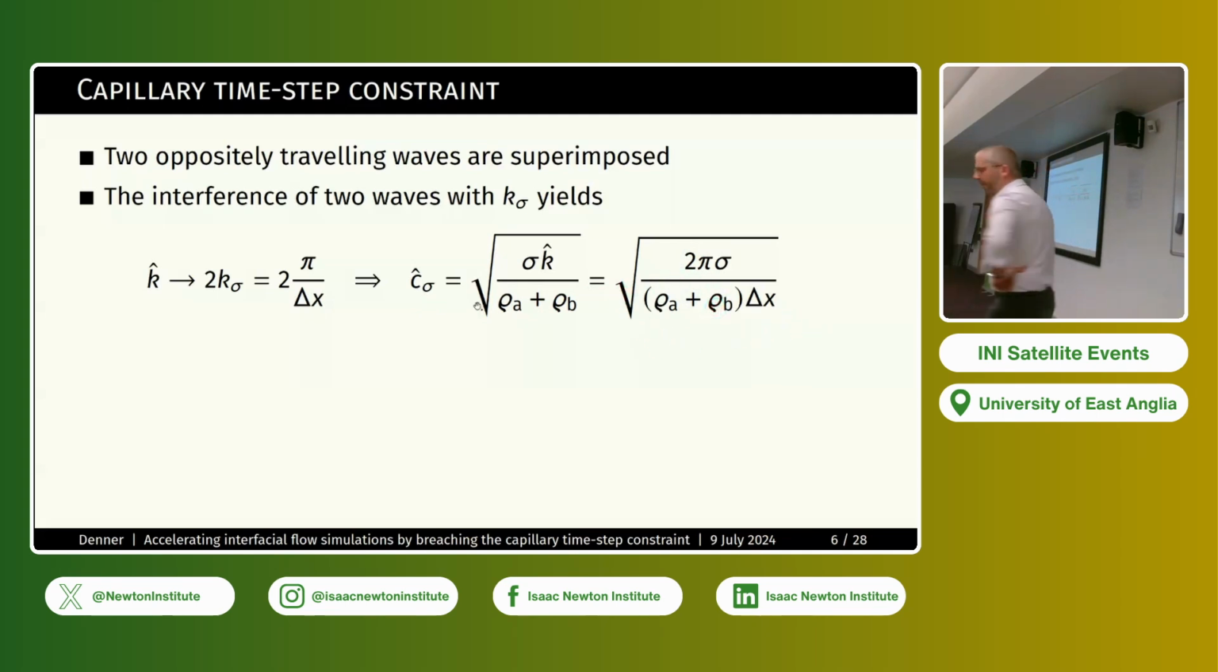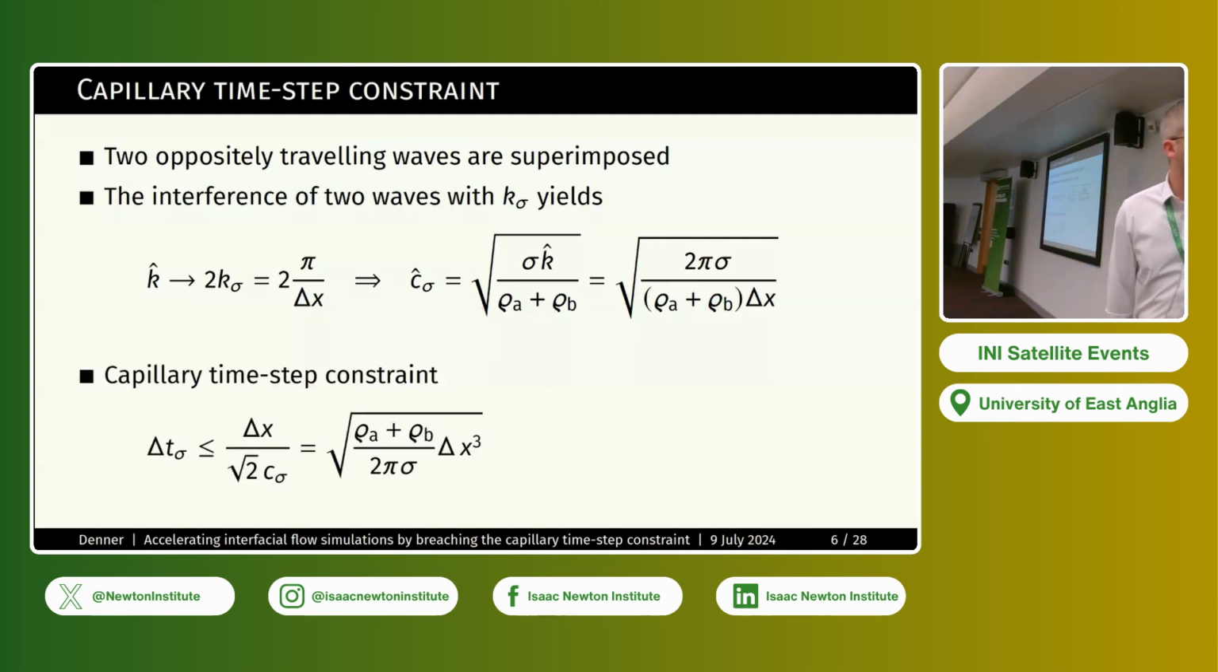Rho A and rho B, I should perhaps say, are the densities of the 2 fluids interacting with each other at the interface. And then we can propose a capillary time step constraint that now bears this delta x to the 3/2 relationship. So again, as we reduce our mesh spacing, we increase the resolution, we run into problems.